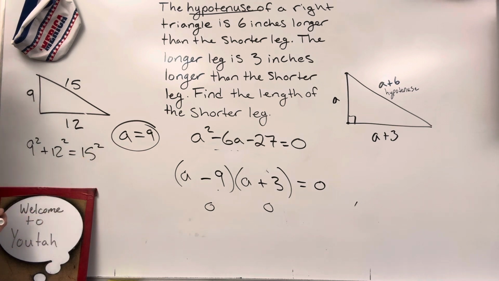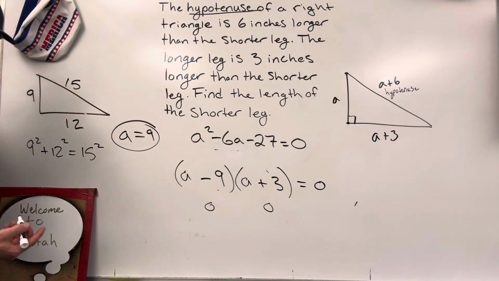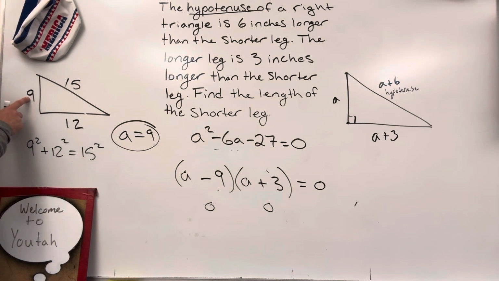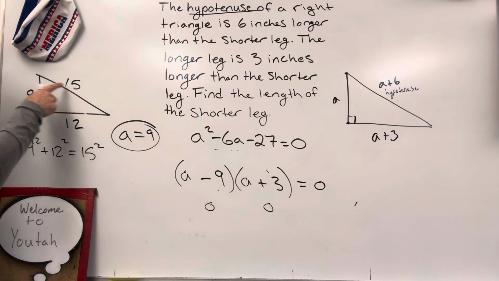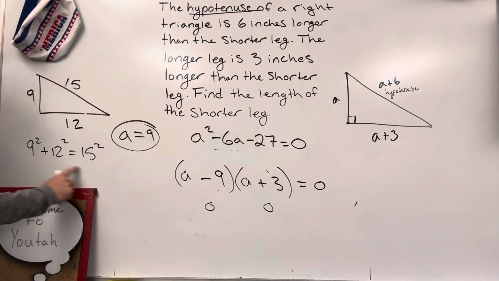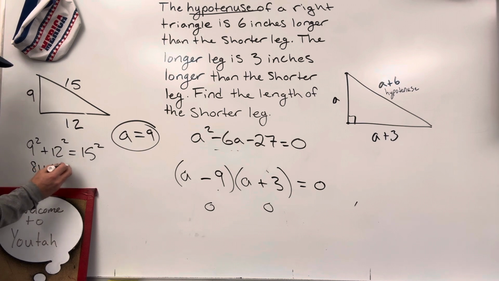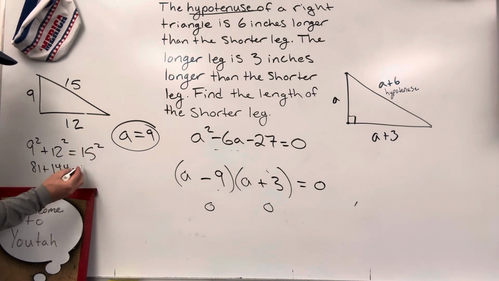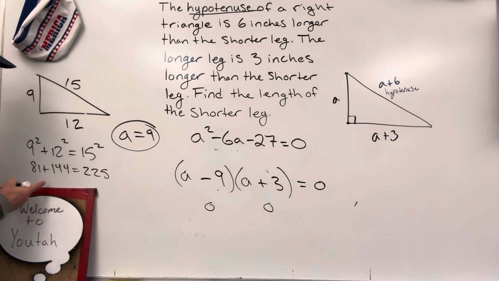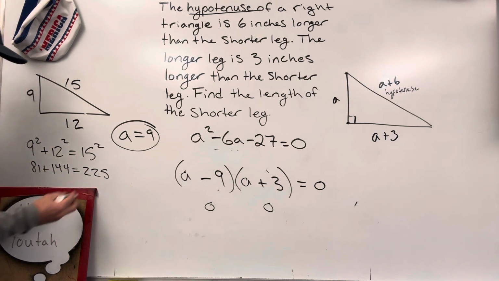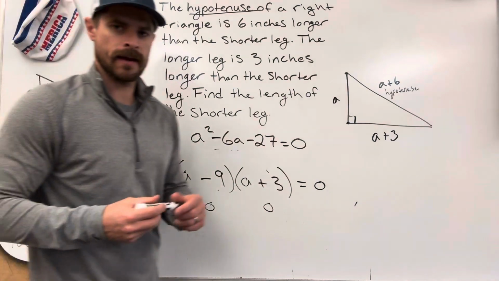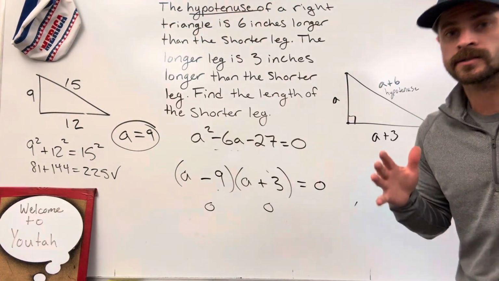We can double check our work real fast and see if it comes out the way it should. Double check, is 12 3 more than 9? Yes. Is 15 6 more than 9? Yes. Let's just make sure it gives us the right triangle. 9 squared is 81 plus 12 squared, which is 144, equals 15 squared, which is 225. 81 plus 144 equals 225. Checks. Everything that we just determined is correct.